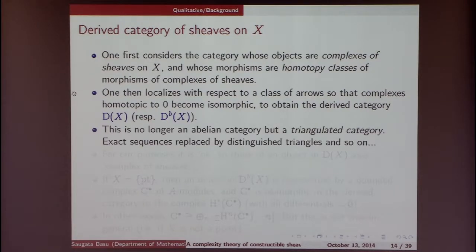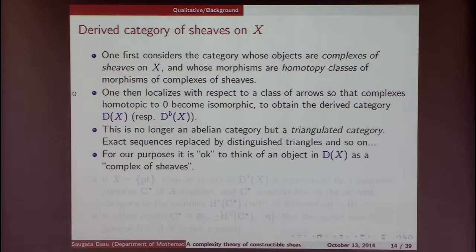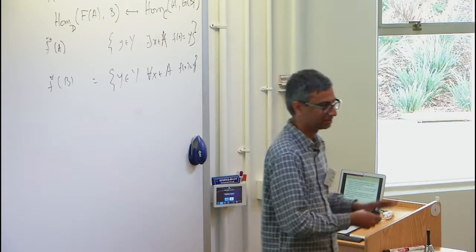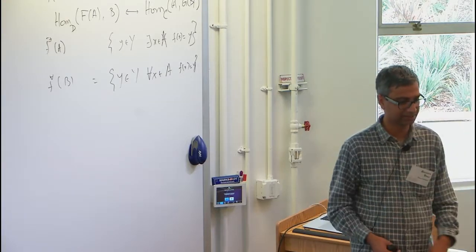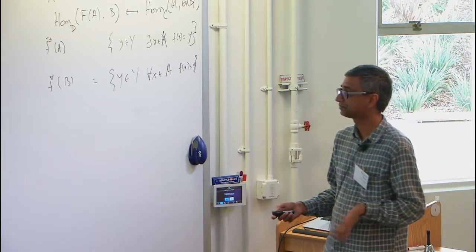Now this is no longer an abelian category, which is not going to bother us too much in this talk, but it's what's called a triangulated category. It satisfies axioms that take several pages to state. You have to replace exact sequences by distinguished triangles and so on, but there's no point in going through this. For our purposes, it will be okay to think of an object in the derived category as a complex of sheaves, even though you have to keep in mind that they're just representing something in the derived category.